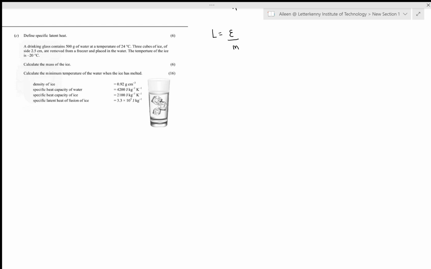In part 2, we're told that a drinking glass contains 500 grams of water at a temperature of 24 degrees. We have 3 ice cubes of 2.5 centimeters each, and they are removed from the freezer and placed in the water. The temperature of the ice is minus 20 degrees. In step 1, we must find the mass of the ice. So what are we told about our ice? Well, we have 3 ice cubes.